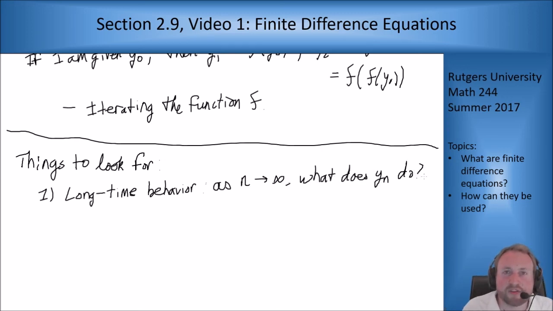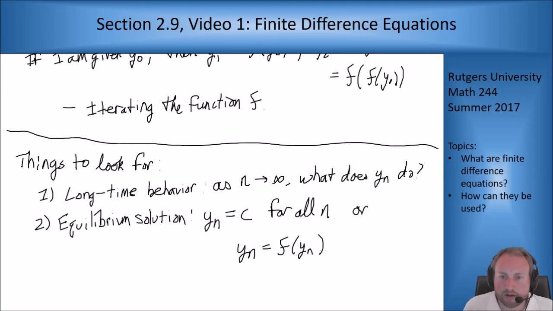And then equilibrium solutions, because I want to know what I have for fixed values. So when is y_n the same for all n, which comes down to when is y_n equal to f of y_n, or what is a fixed point of f. So there's the two things you want to look for when you're trying to analyze these finite difference equations.